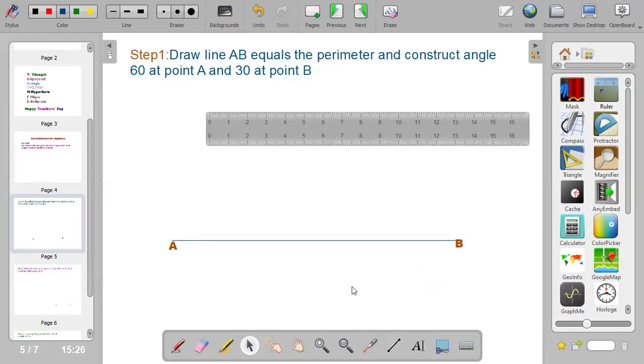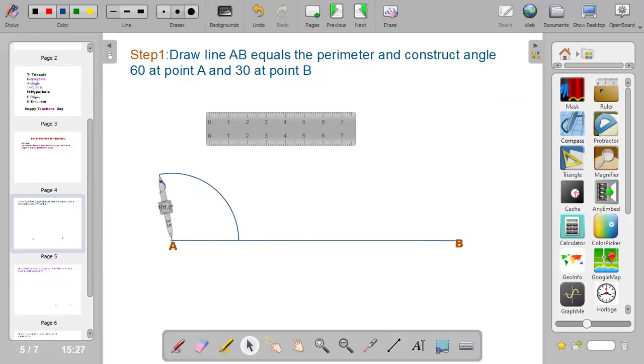The next thing to do is to construct angle 60 degrees at point A. Bring out your compass to construct angle 60 degrees, center at point A. So just draw your arc at point A and mark your 60 degrees.